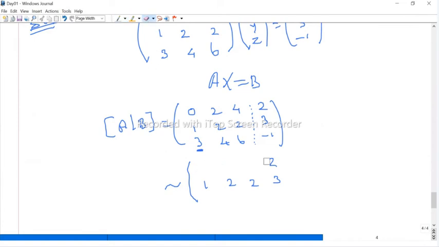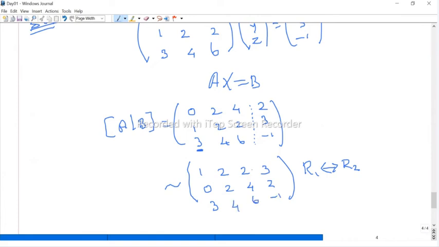So we call R1 the first row, R2 the second row, R3 the third row. I want to interchange R1 and R2: the second row becomes the first row, 1, 2, 2, 3, and the first row becomes the second row, 2, 0, 4, 2, and I keep the third row fixed. If you want, you can put a dot to differentiate the B vector.